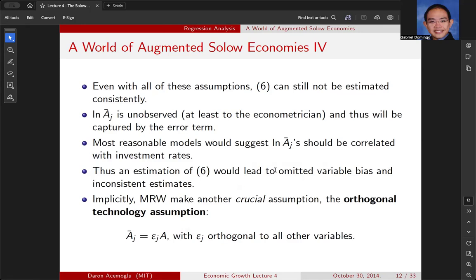So please make sure to know that omitted variable bias is a problem when it comes to taking the Solow model to the data, because some of the things that we need to observe, such as TFP, are in fact unobserved.